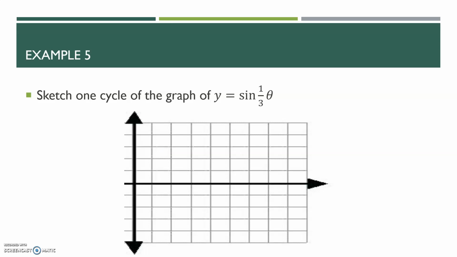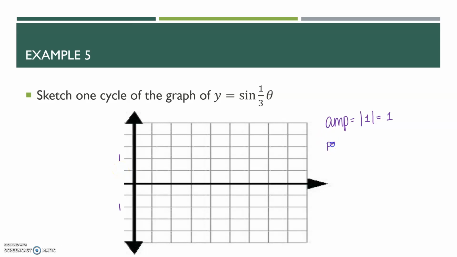Let's do one more. Sketch the graph of y equals sine of 1/3 theta. And so we're going to have amplitude is equal to the absolute value of the number in front of sine, which in this case is just 1. So that would just be 1. I'm actually going to go ahead and count by a half just to give myself a little bit more space. But if you want to put the 1 here, that's fine too.